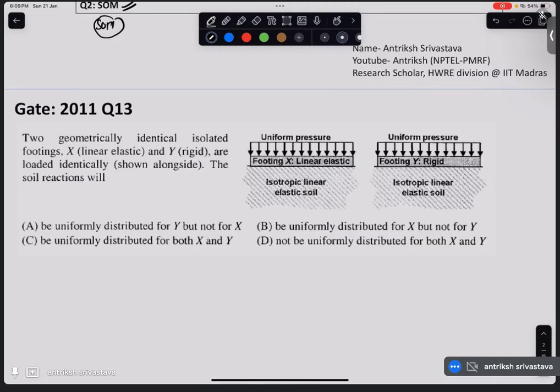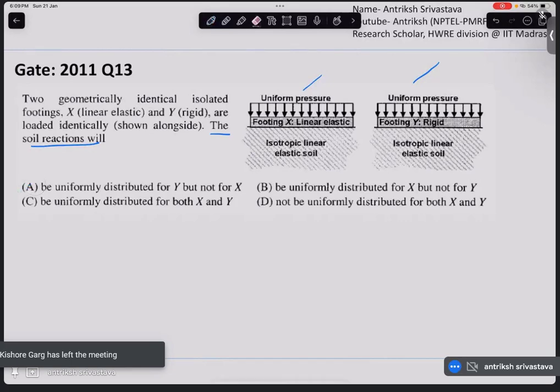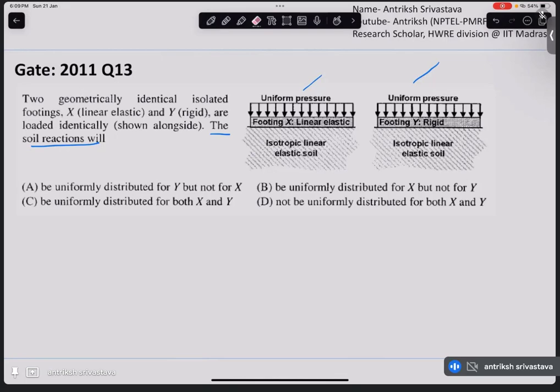The first question, okay, 2011, question number 13. Two geometrically identical isolated footings X and Y are shown in this figure and they have identical loading. Now the soil reaction will be: A, uniformly distributed in Y but not in X; B, uniformly distributed for X but not for Y; C, uniformly distributed for both X and Y; and D, not uniformly distributed for either of them.